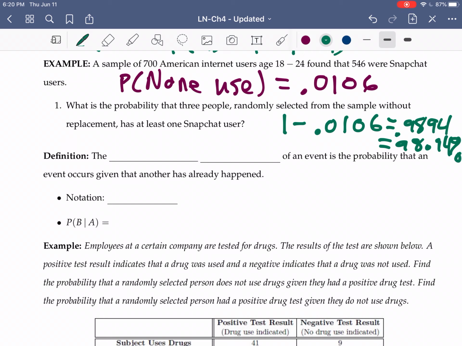Is it possible that all 3 of them do not use it? Sure. There's a 1% chance that that happens, but it's pretty unlikely. 98% of the time, it's going to have at least one of them using. Perfect. Next up, we'll look at the conditional probability.